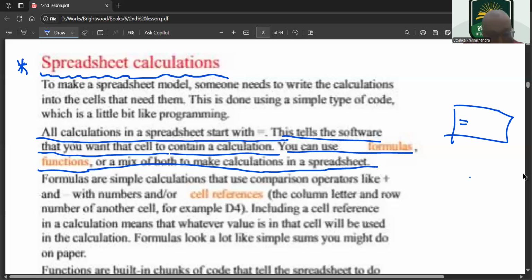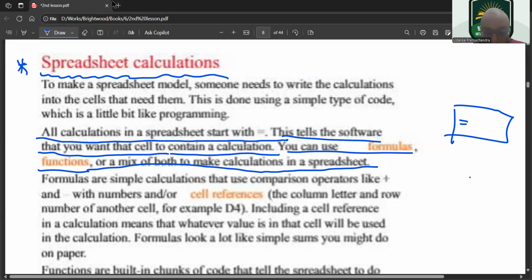So formulas are simple calculations made with operators like plus, minus. You can use those operators. These formulas are run with cell references, that means with the numbers in the cells. No need to type each and every formula. It can be automatically detected when you drag and drop.